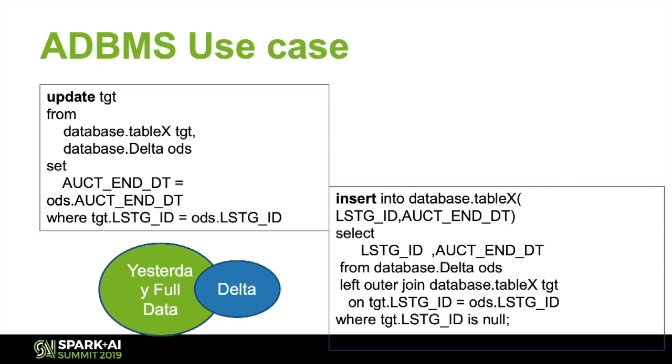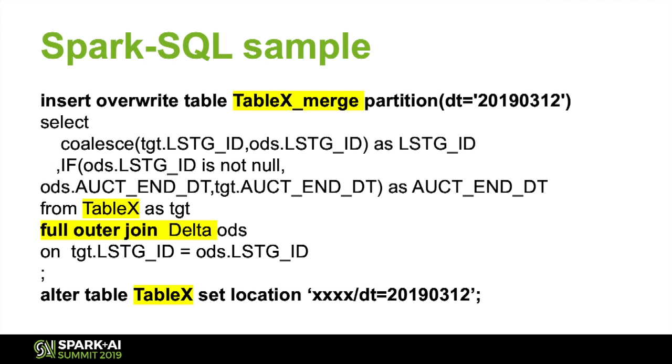Okay, here is a typical use case of daily data merge. The daily data or incremental data part is pulled from the OLTP system and then merged to a target table in ADBMS with an update and insert operation. In Spark SQL, it could be converted to a full outer join or union all to get the same result. Here, table X references the yesterday full data and populates a new snapshot in table X underscore merge.